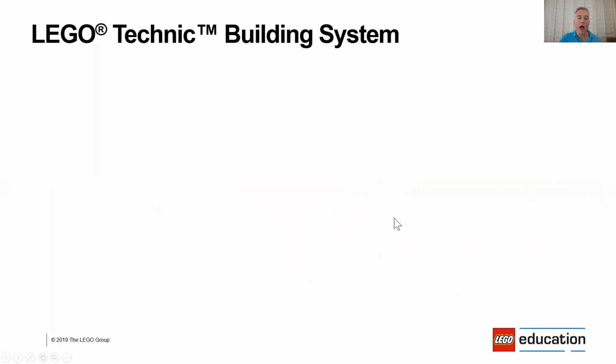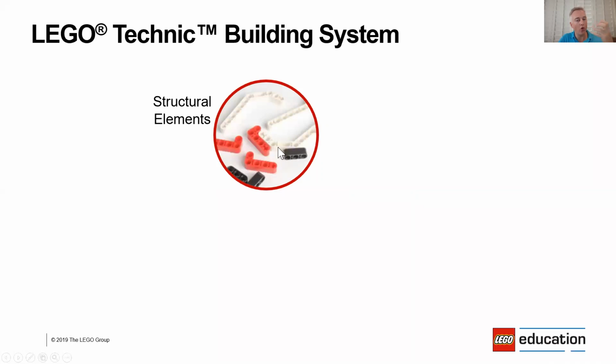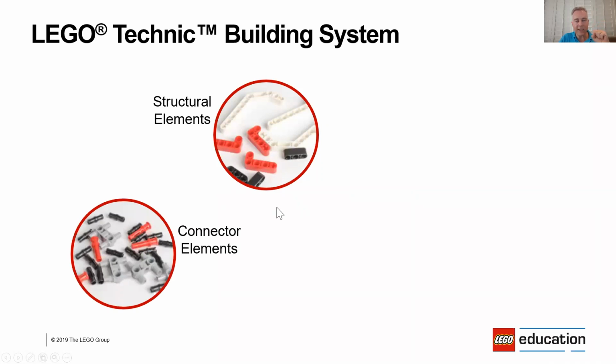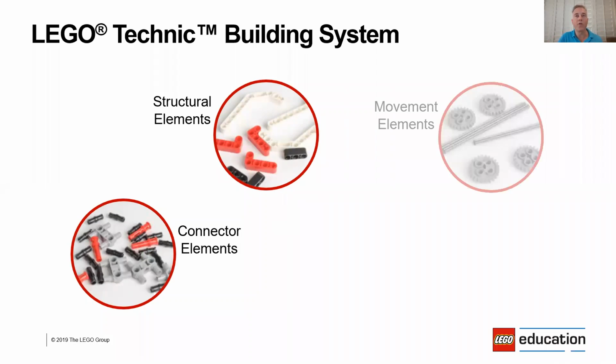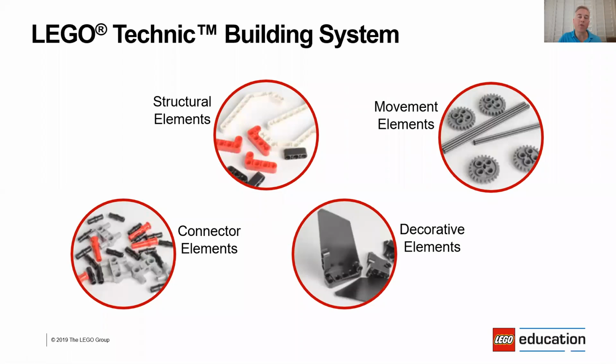Now, then we move into the LEGO itself. It uses the LEGO Technic building system. And so you end up with these structural elements which hold your model together. You've got the connector elements, which allow you to link pieces together. We've got the movement elements, which allow us to create gearing and motion in our models. And then we've got the decorative elements as well, which can be used to create detail and give character and give context to the models that the students build.